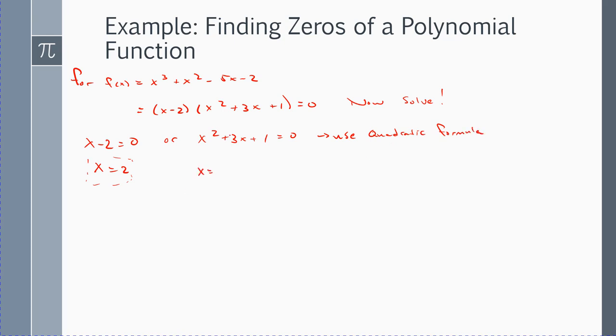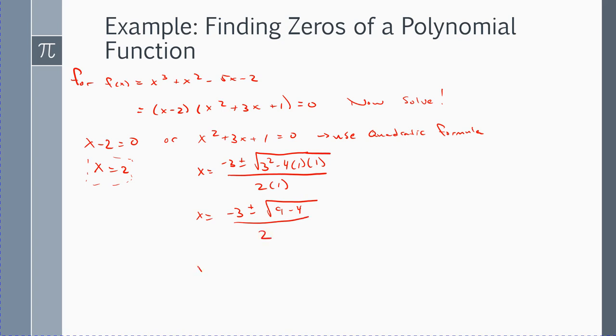So x is equal to negative b, so it's minus 3, plus or minus the square root of b squared, so that's 3 squared, minus 4 times a times c, all over 2a, all over 2 times 1. So this is x is equal to minus 3 plus or minus the square root of 9 minus 4, all over 2. So x is equal to minus 3 plus or minus the square root of 5 over 2.